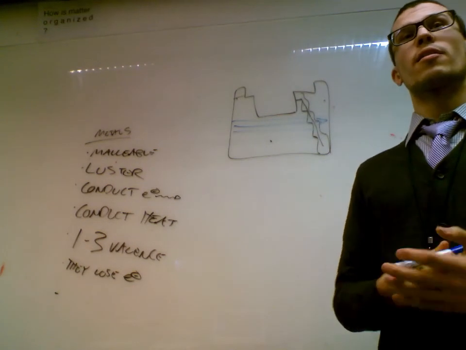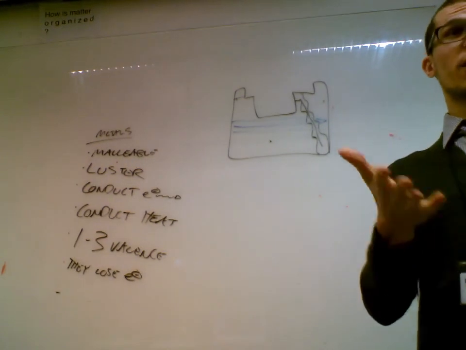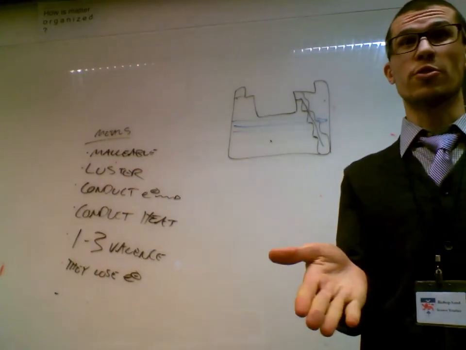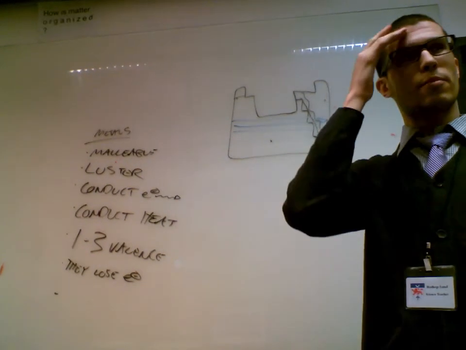You said as you go across the periodic table, the shell stays the same. Yes, the shell stays the same. It's the same shell you're adding electrons to as you're going across the periodic table. Okay? Got it?